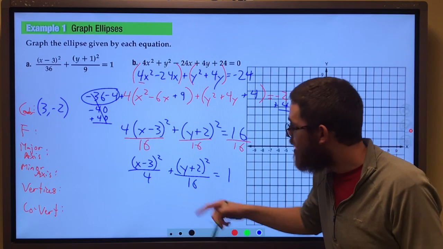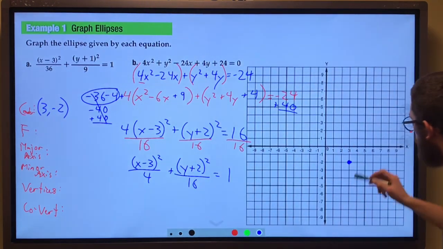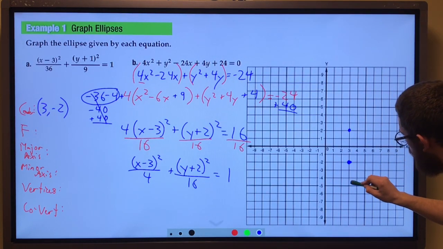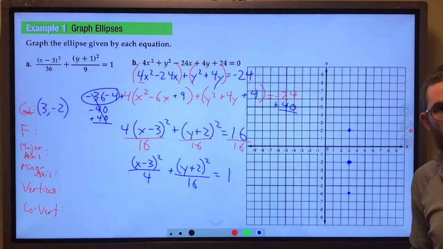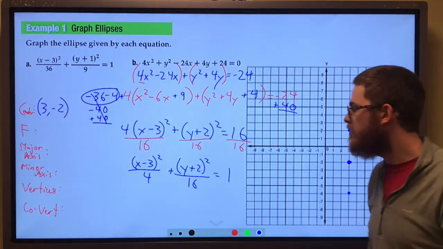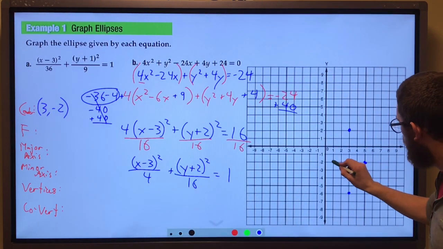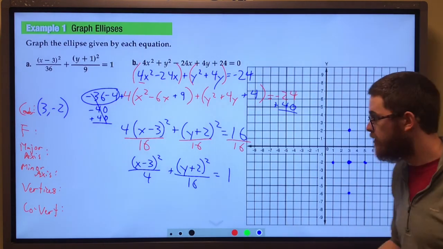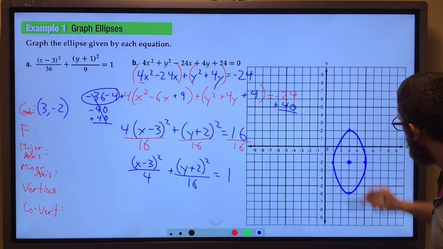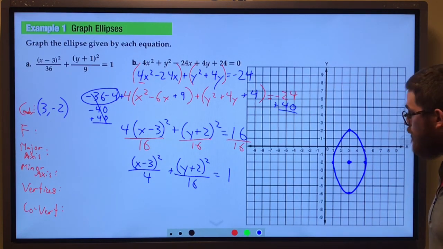We know the a value, which is 4, is affecting the y coordinate. So I know I'm going to go up 1, 2, 3, 4, and go down 1, 2, 3, 4 from my center point. The smaller denominator is always referring to our b value, which must be 2. So that means I'm going to go to the right and to the left 2 from my center point. This creates my ellipse. A little bit better tracing than my last one. So we've got our ellipse.